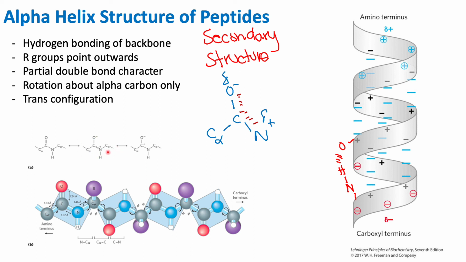Our peptide bond has a partial double bond character, which restricts rotation, but we do see rotation about our alpha carbon. We have that trans configuration, and our R groups are also pointing outwards. And remember, we do not want small R groups because they will actually prefer beta sheet, and too many big bulky groups are going to create some steric hindrance. And that is essentially the alpha helix structure of peptides.